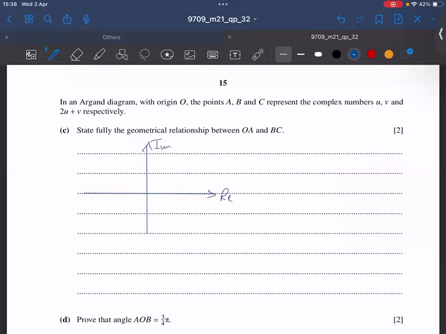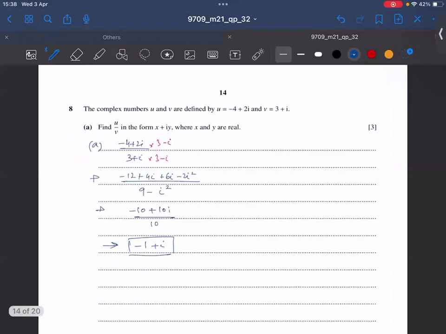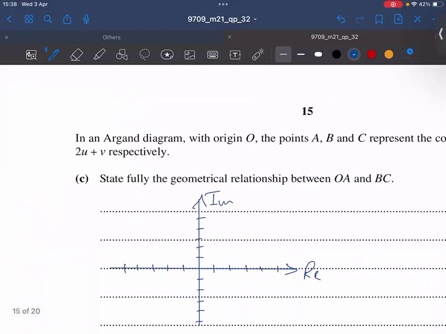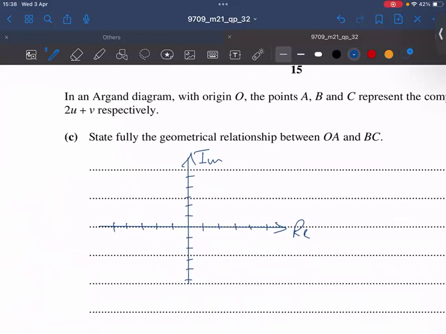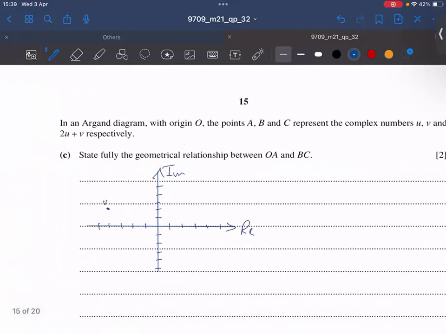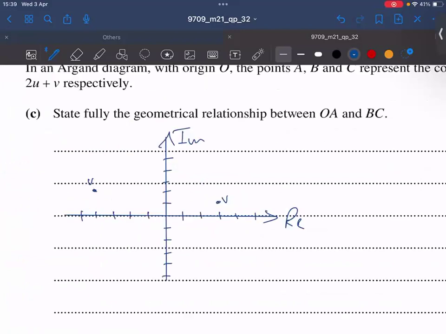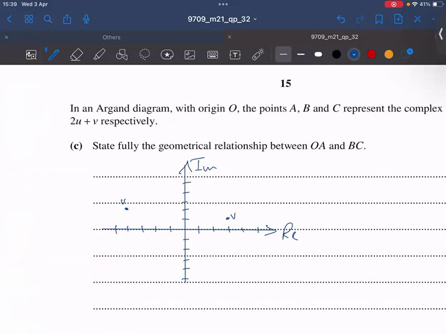So u is what? Minus 4 plus minus 4 comma 2. So 1, 2, 3, 4, 5. We have minus 4 and 2. This is U. What is V? We have 3 comma 1. This is V. And what is 2U plus V?